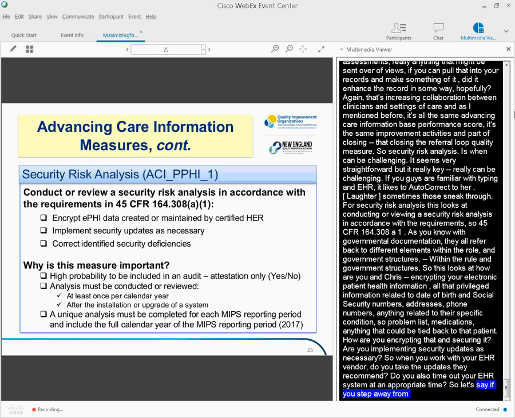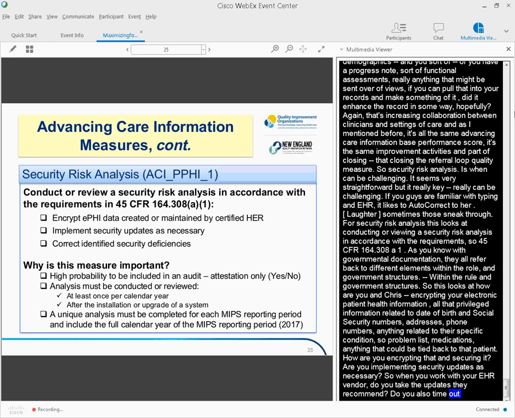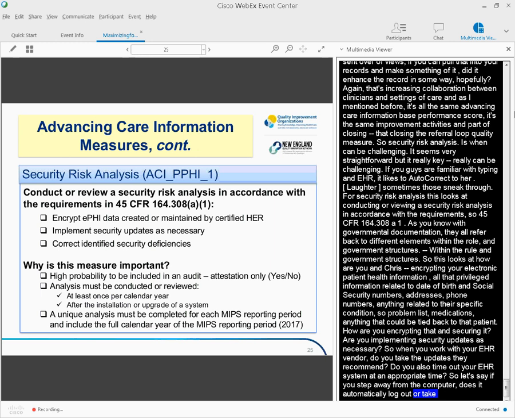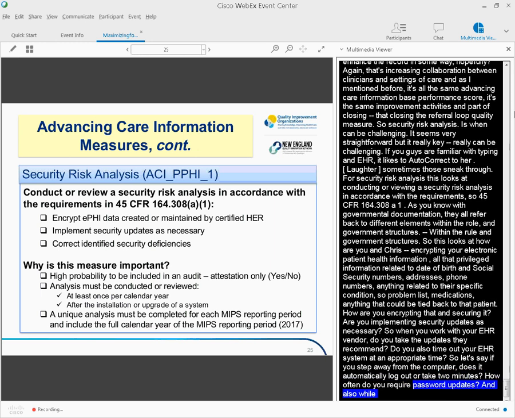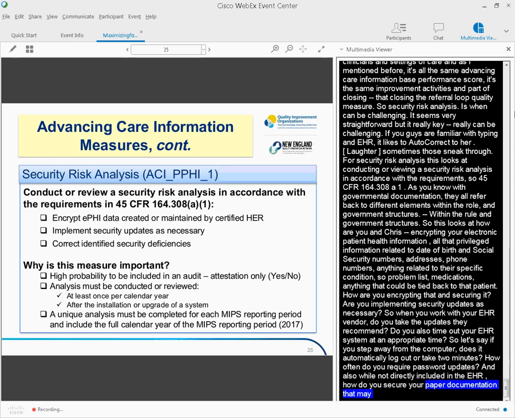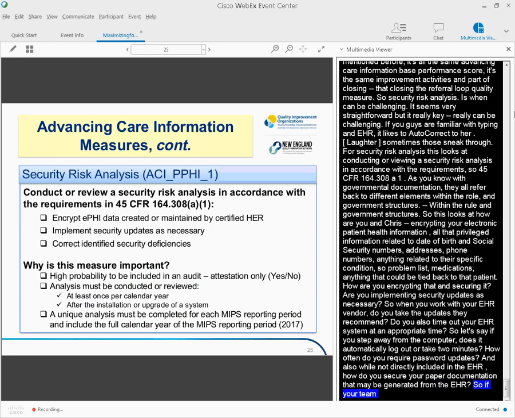And also, while not directly included in the EHR, how do you secure your paper documentation that may be generated from the EHR? So if your team is printing out progress reports or medication lists or whatever, are they getting left on a printer somewhere for all to see, or do they get put into a shredder bin that's secured, or how is that all being secured within your practice?